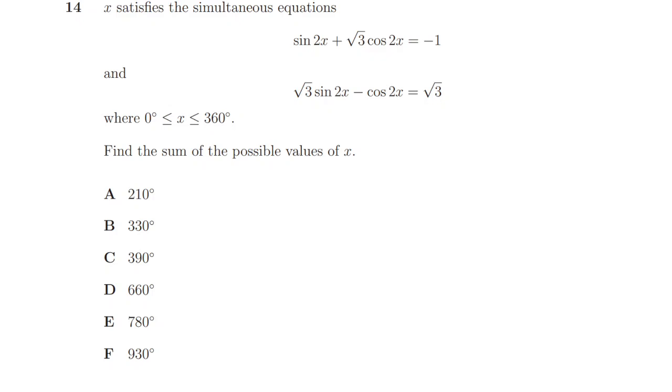Okay, 14. X satisfies the simultaneous equations sine 2x plus square root of 3 cos 2x equals minus 1, and square root of 3 sine 2x minus cos 2x is square root of 3, where x lies between, inclusive, 0 and 360. Find the sum of the possible values of x.